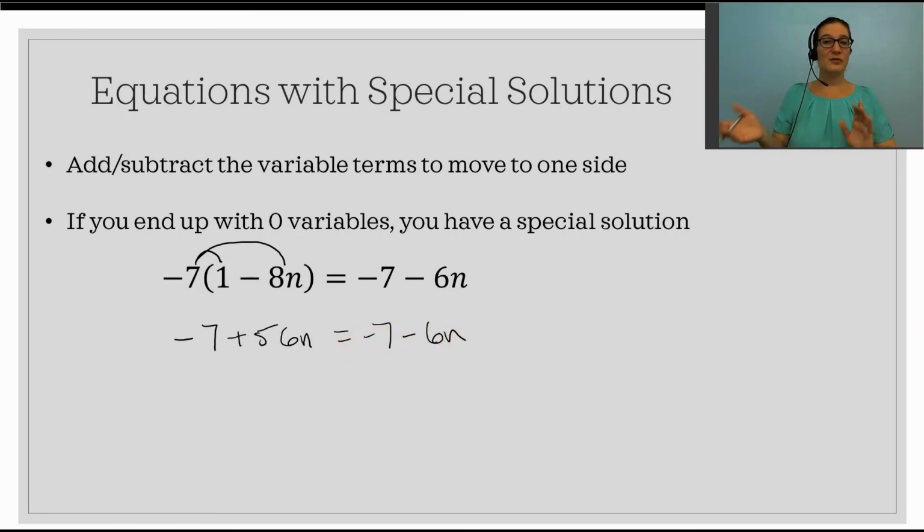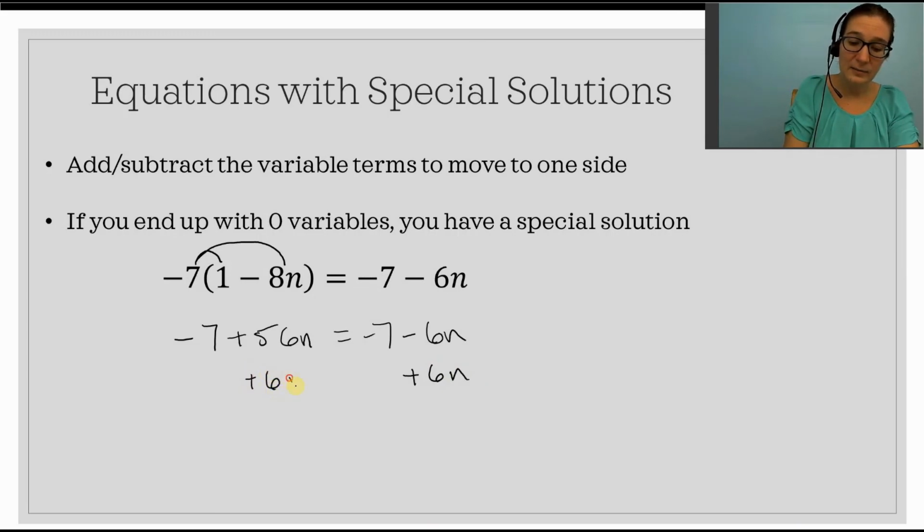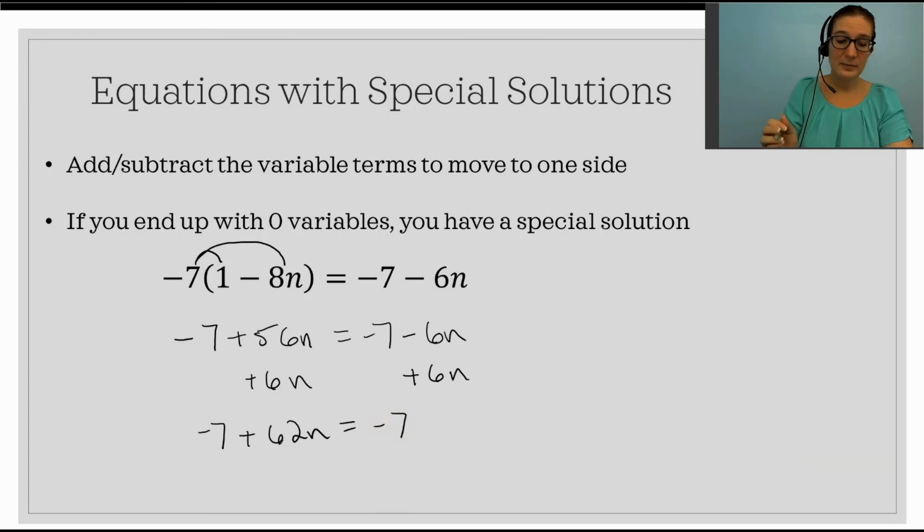Now I want to go ahead and move all my variables to one side. Since I see I have smaller n's on the right, I'm going to go ahead and move those. So since it's subtracting, I will add as the inverse. And over here I will add. So now I have a negative 7 plus 62n equals negative 7. So since I moved all my letters to the left side, I need to make sure I take my numbers and move them to the right side. So I will add the 7 to each side.